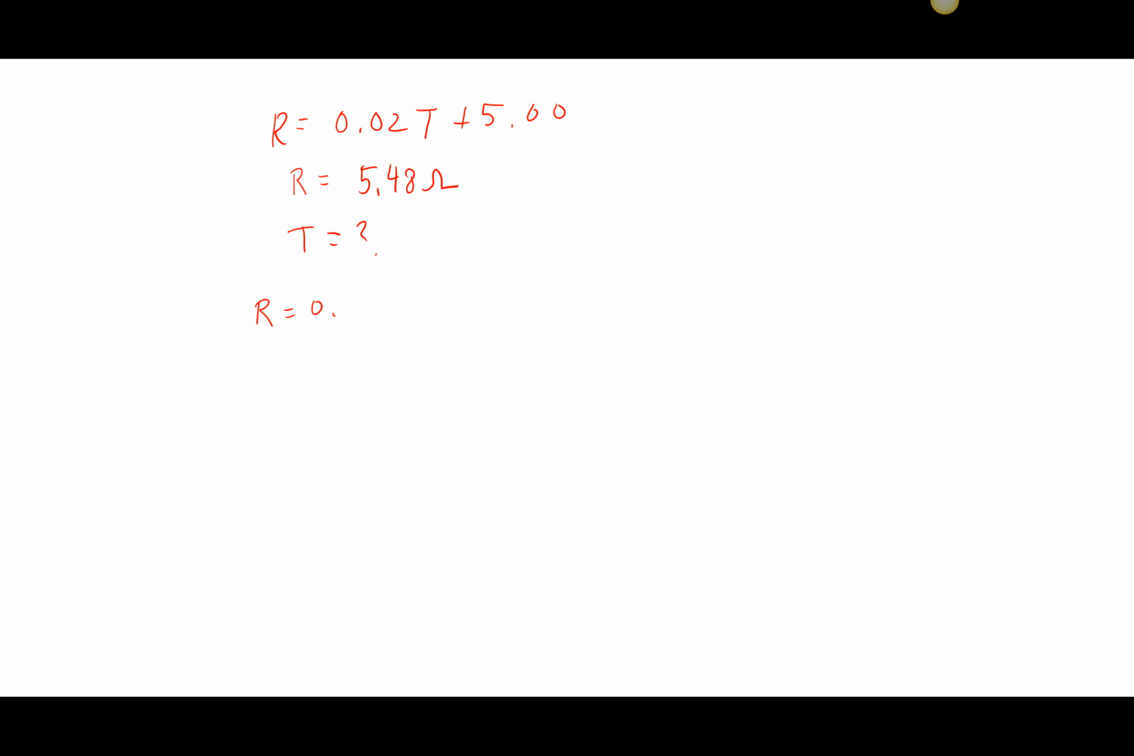R equals 0.02 T plus 5. We can plug in R: 5.48 equals 0.02 T plus 5. Now we have it down to how to solve it, okay? So first of all, we need to get T by itself again. So we're going to subtract both sides by 5.